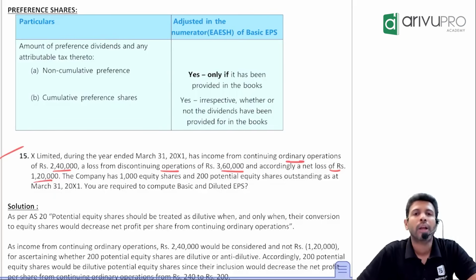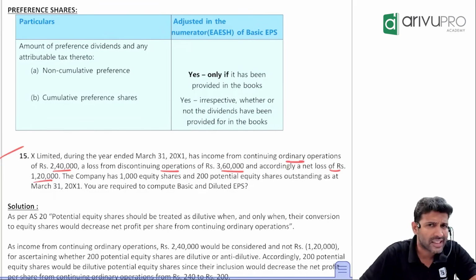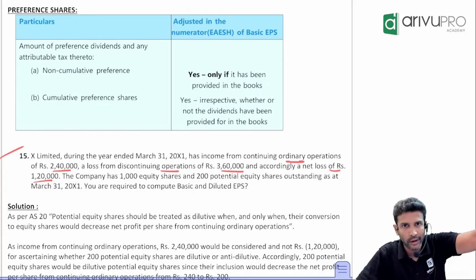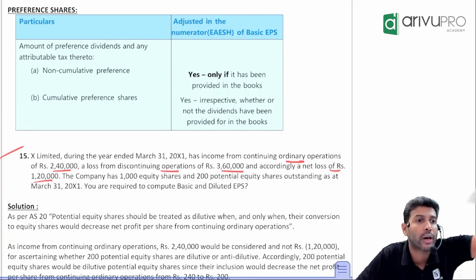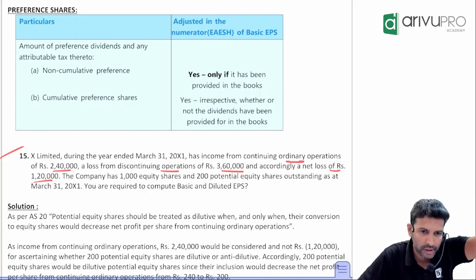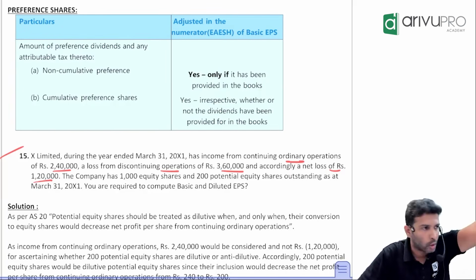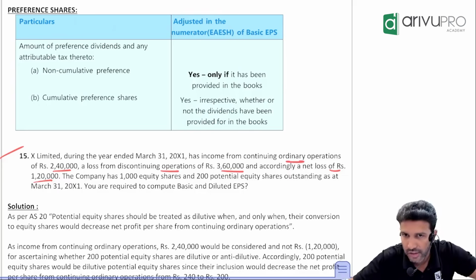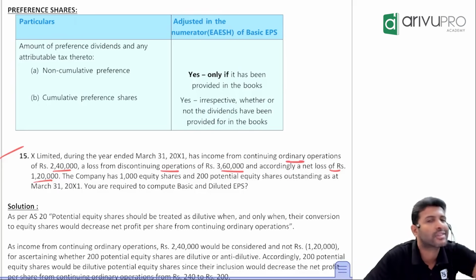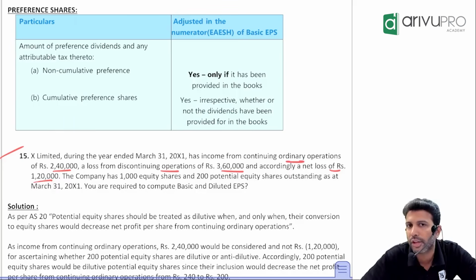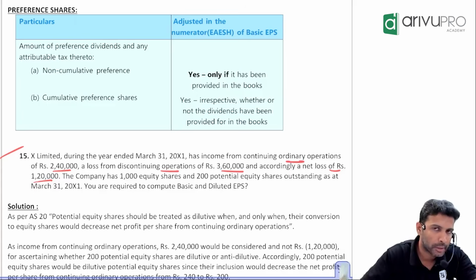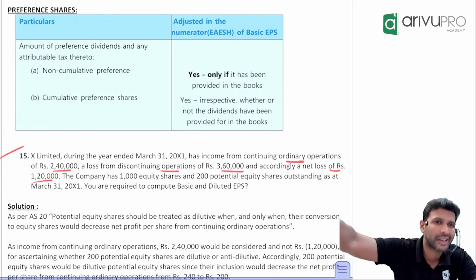It is a small standard. Continuing operation means, is it possible that a company can have more than one division, more than one product? Yes, more than one department. The departments, products, divisions which the company is planning to continue are called continuing operations. The department, product or location which the company is planning to stop is called discontinuing operations. What Schedule 3 of the Companies Act 2013 says is that profit or loss from discontinuing operations and from continuing operations should be shown separately.